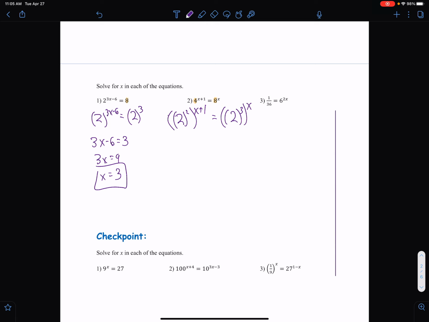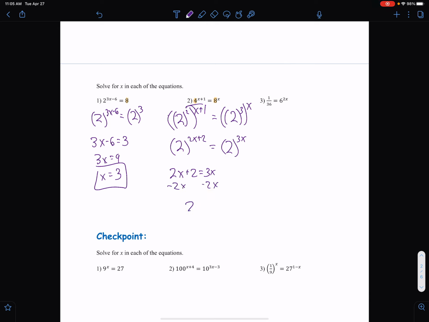So now we had to rewrite both bases, but now we have the same base. So we want to simplify the exponents as much as possible. So power to power, you multiply. So 2 times x plus 1 would be 2 to the 2x plus 2, because you're multiplying that 2 into both terms, equals 2 to the 3 times x. Well, that's just 3x. So now we've simplified the exponents as much as possible. We can set them equal to each other and just solve for x, and you get 2 is equal to x. And you can check it also if you want to.